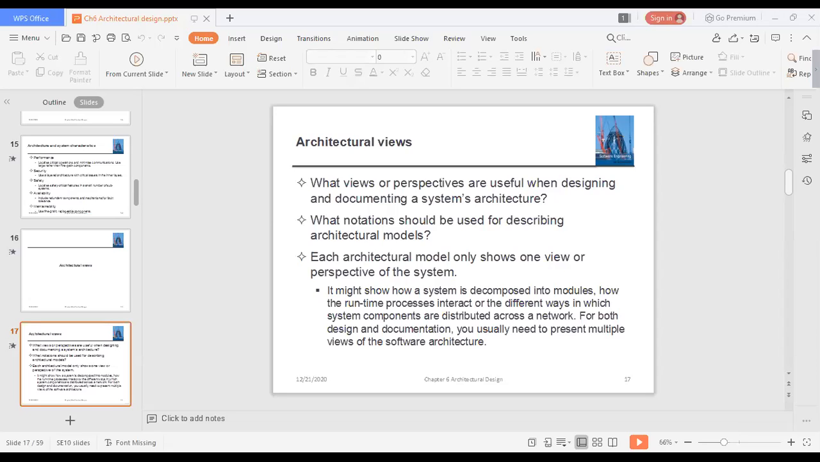It might show how a system is decomposed into modules, how the runtime processes interact, or the different ways in which design components are distributed across a network. For both design documentation, you really need to present the multiple views of the software architecture. And definitely there are different views.